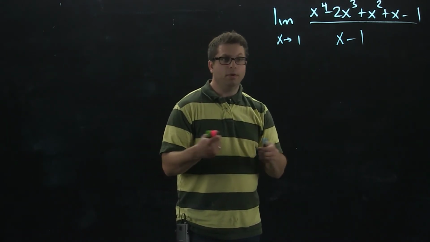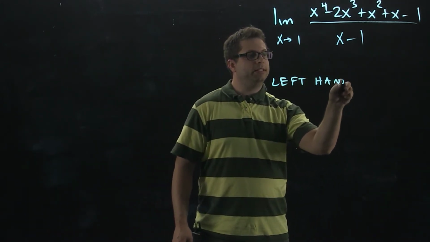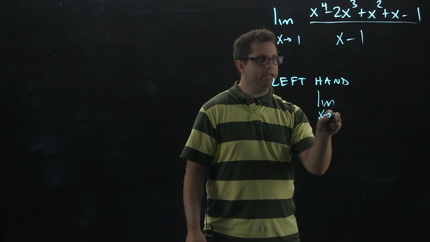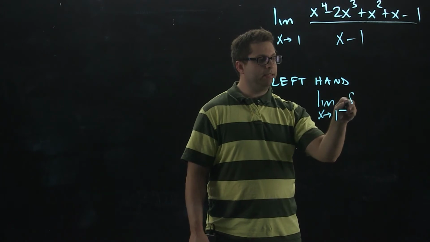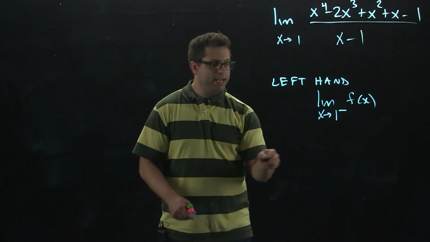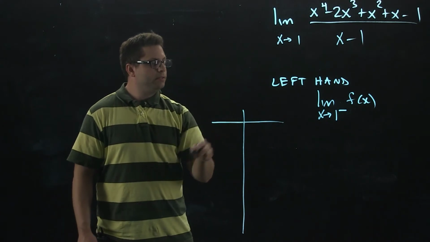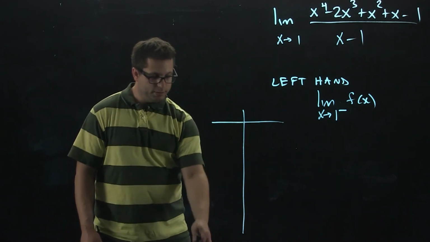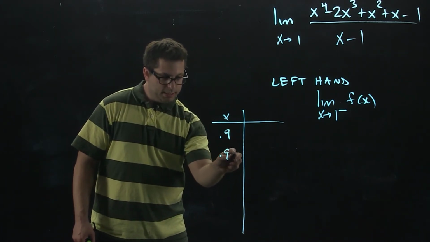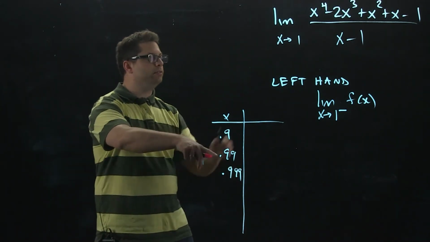For a left-hand limit, a one-sided limit, we choose values slightly to the left of 1. This uses the notation 1 with the little minus sign. I'm just going to write f of x because I don't want to write all that again. If we set up the table, numbers slightly to the left of 1, or less than 1, would be 0.9, 0.99, 0.999. We won't go too far, and we plug those into here.